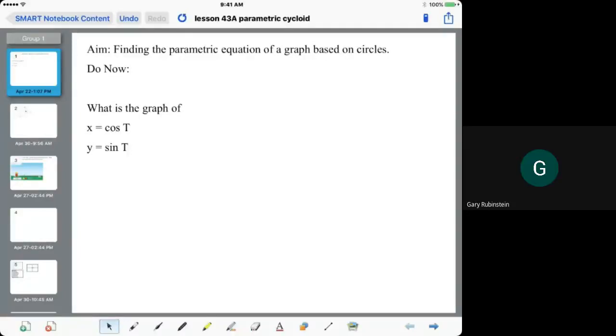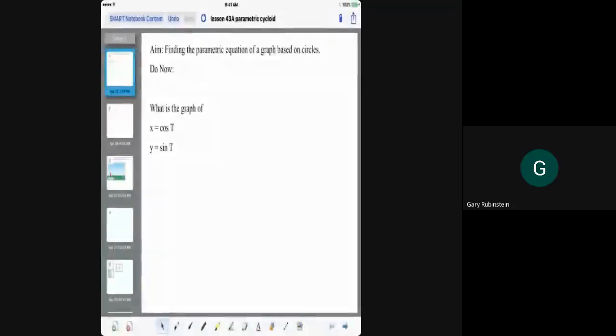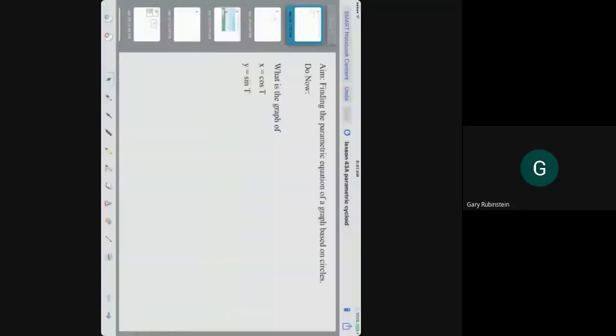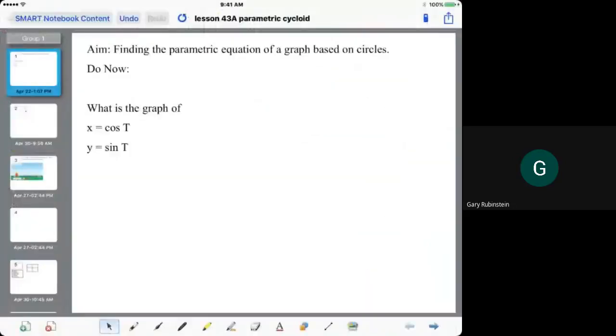But what we start with is not going to be such a tricky question. So the warm-up question is, what would be the graph of this parametric equation? x equals cosine t, y equals sine t. You could type some stuff into the chat. You can get more detail than just one word. So type some stuff about what the graph of that should look like.